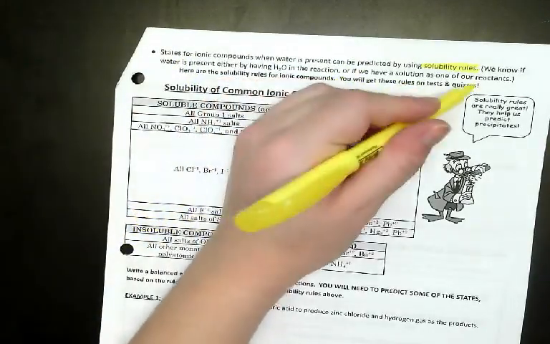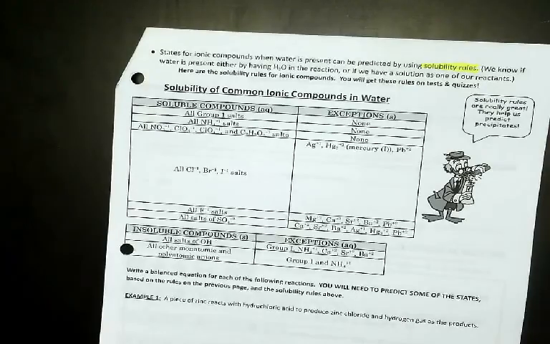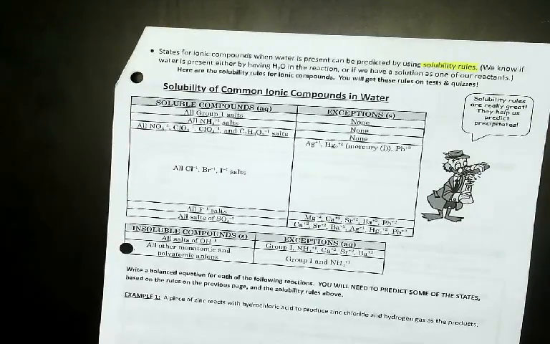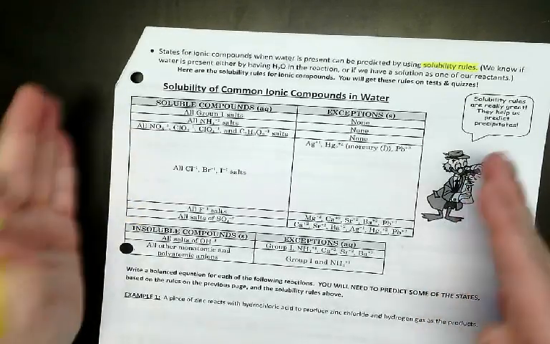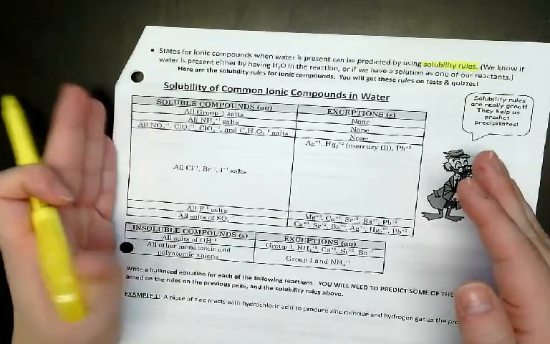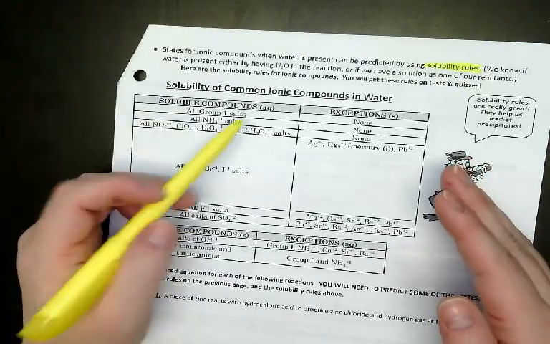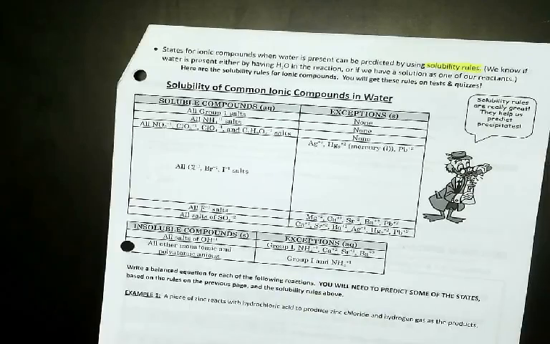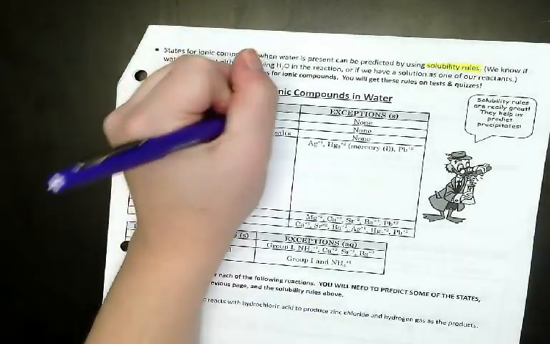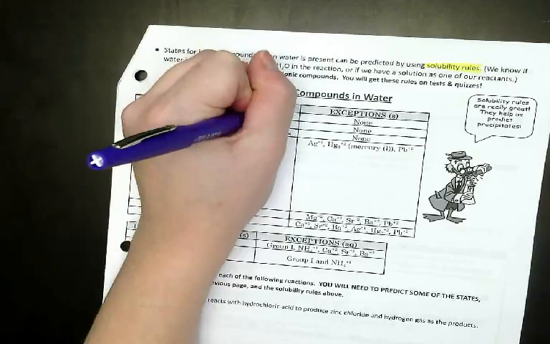So, we know if water is present either by having water in the reaction, or if it says this is a solution, or if there's an acid. Acids are only acids if they're dissolved in water, right? So, these are the solubility rules. This is how to read if an ionic compound is going to be solid or, sorry, aqueous. So, soluble compounds. This means that they will have a designation of aqueous if compounds have these ions.